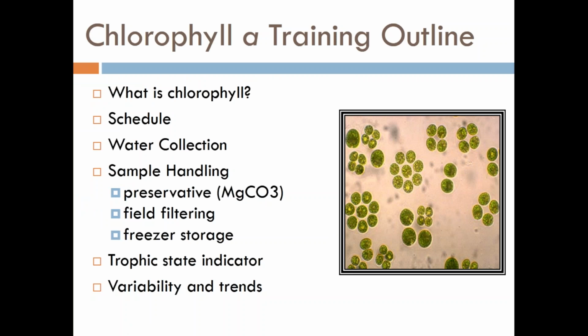All right, thanks. So I'm going to talk about what chlorophyll is, the schedule for sampling. There's actually two parts to the monitoring. There's a water collection phase, and then there's a filtering phase. So I'll talk about both of those, and then more information about what a trophic state indicator means, and follow it up with a look at some graphs of what people have found in the past.